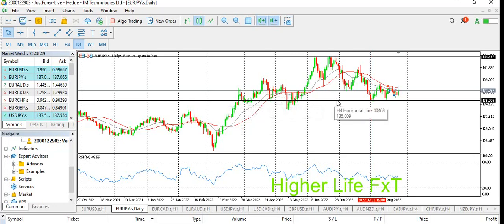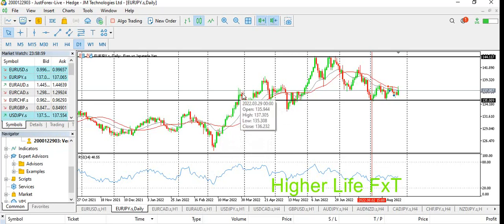A support, guys, can turn from being a support to being a resistance. And a resistance can turn from being a resistance to being a support. This happens when price breaks past the zone. As you can see here, the support that I was giving the example with is not only a support, but before it became a support, it was a resistance. Price was coming from down here.